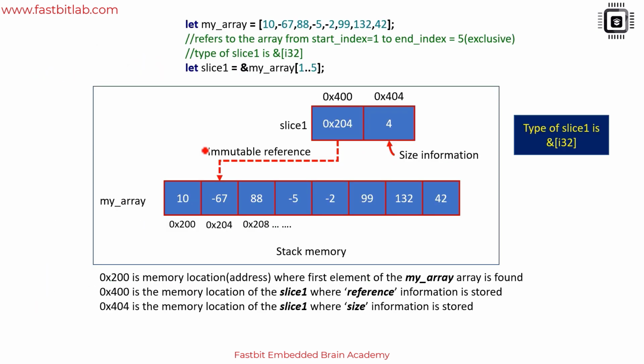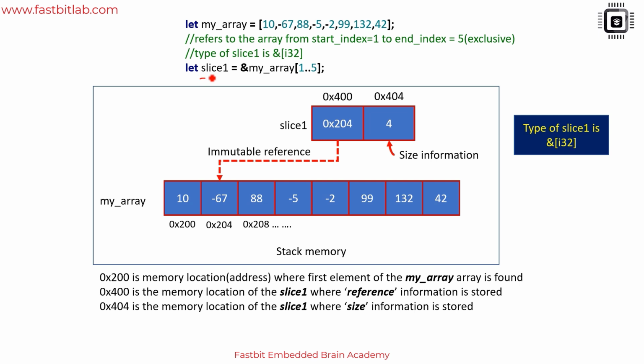Now let's see how a slice variable is stored in the memory. Let's say you have this array, my_array, which is stored something like this in the stack memory in contiguous memory locations. So let's say the memory location starts from 200. So the first element is stored at 200, and each element type is i32, so 4 bytes are required. The next memory location would be 0x204. There the second element is stored something like that.